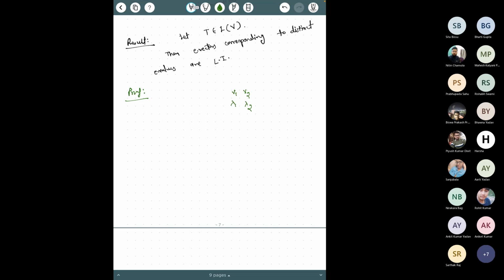Suppose v1 and v2 are linearly dependent. Then v1 is a scalar multiple of v2, say v1 equals alpha v2. Then apply T to both sides. Then it is lambda 1 v1 equal to alpha lambda 2 v2. Then lambda 1 v1 minus alpha lambda 2 v2 equals 0.